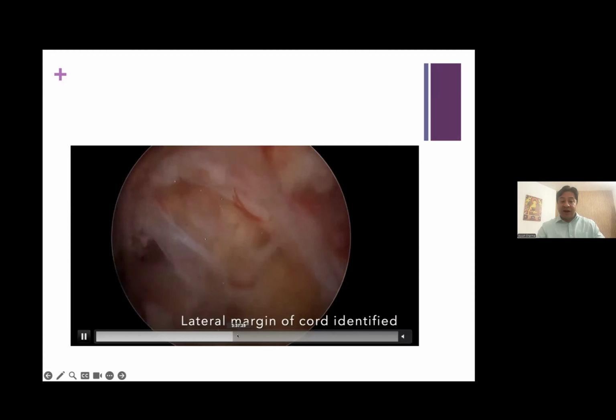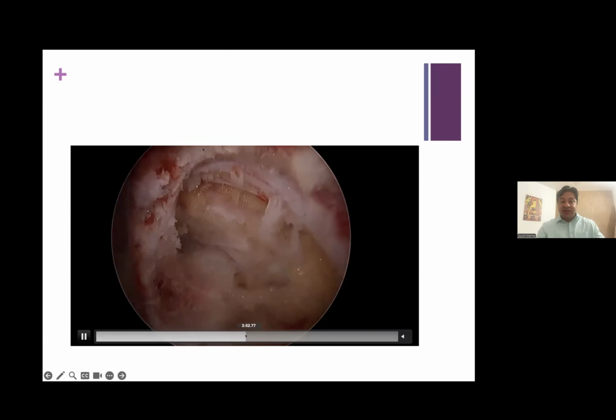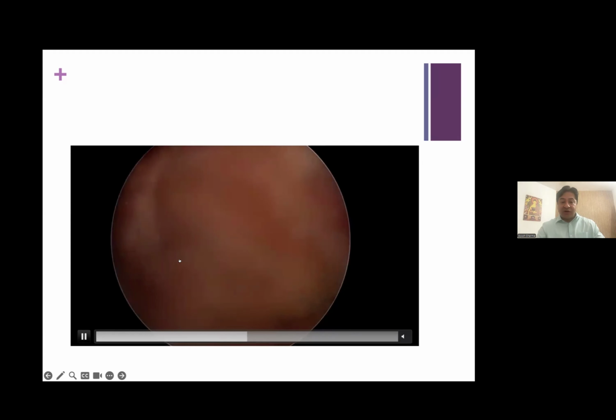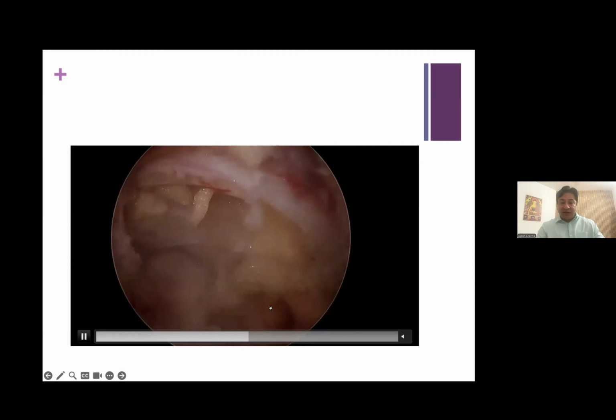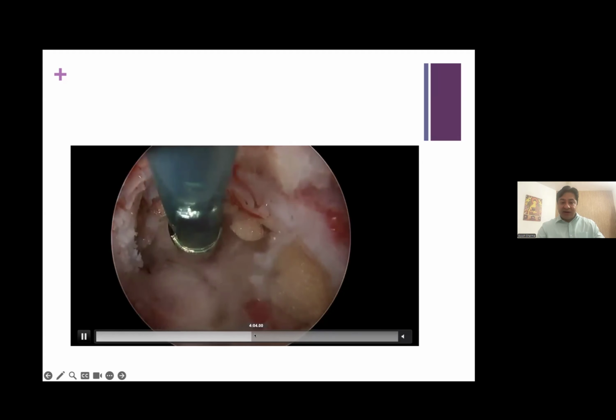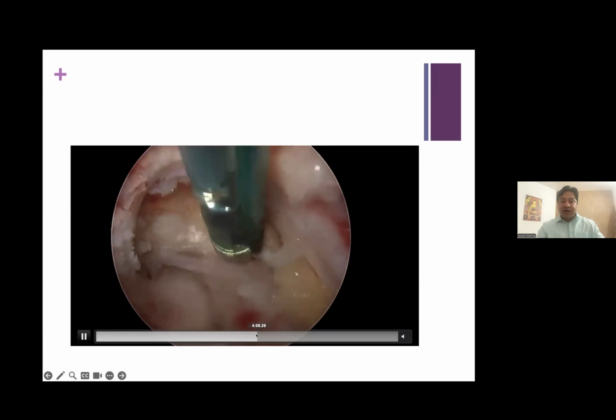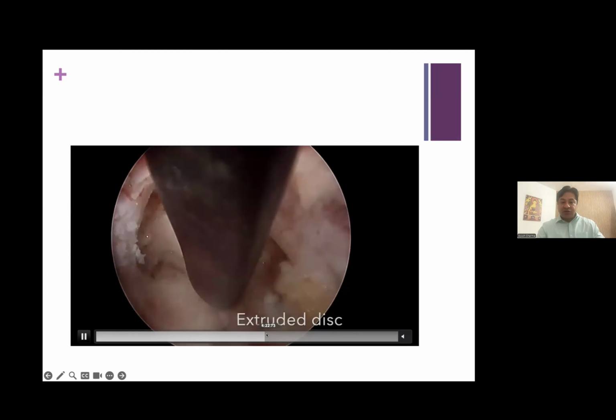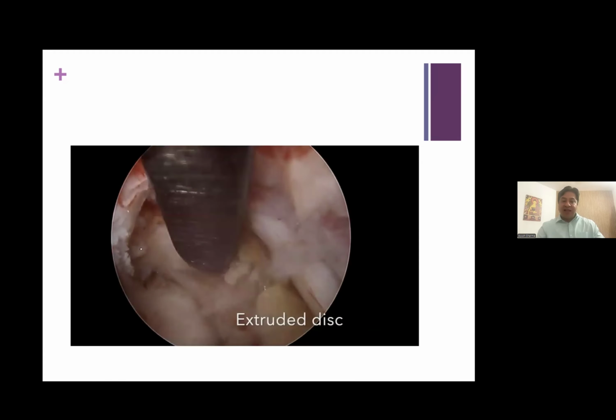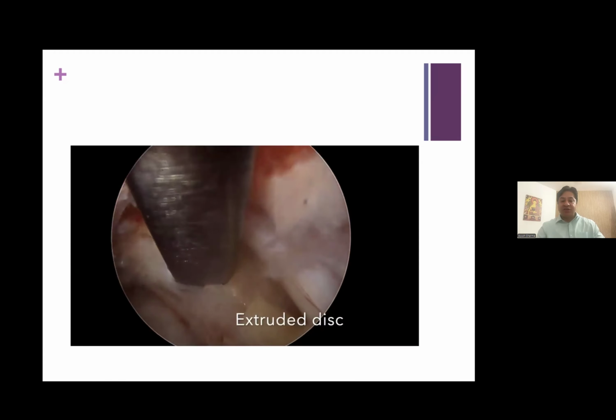So we have identified the lateral margin of the cord. And you can see, this is the lateral margin of the cord. This is where the pedicle is, and this is where we should ideally get the disc. So you try to retract a little bit just to get it. You can see the cord is up, and this is your extruded disc, just below the cord.